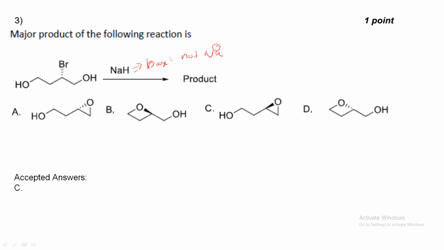I think I have discussed why this H minus cannot act as a nucleophile. It's Na plus and H minus, and it only has an s orbital, and as the s orbital is completely spherical, there is no such directional property. So that's why it cannot act as a nucleophile.